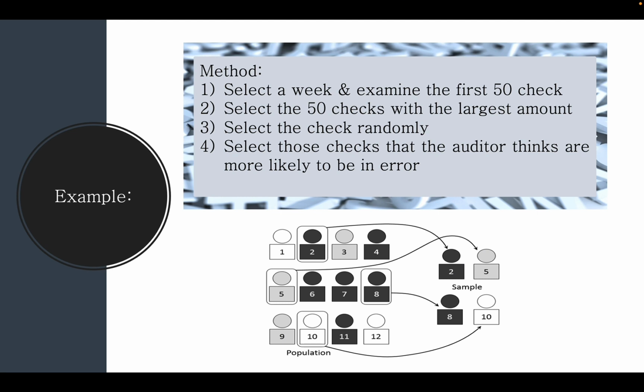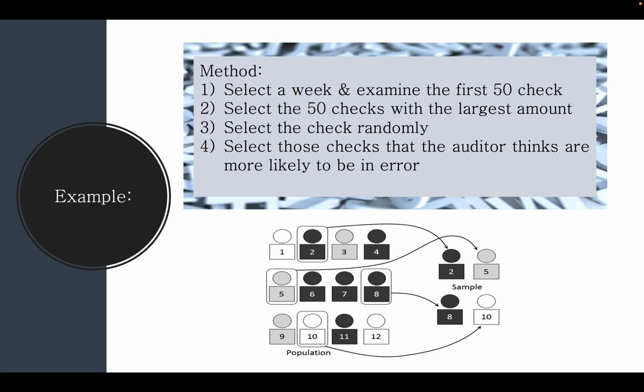Next, select the 50 checks with the largest amount. This method involves identifying and examining the 50 checks with the highest monetary values. It can be employed when the auditor wants to focus on larger transactions, as error or fraud may have a greater financial impact in such cases.